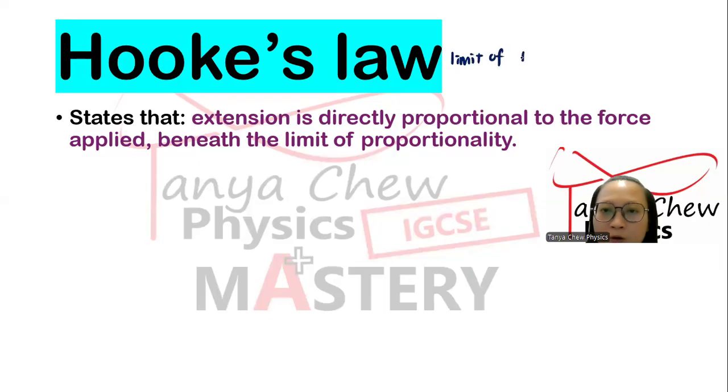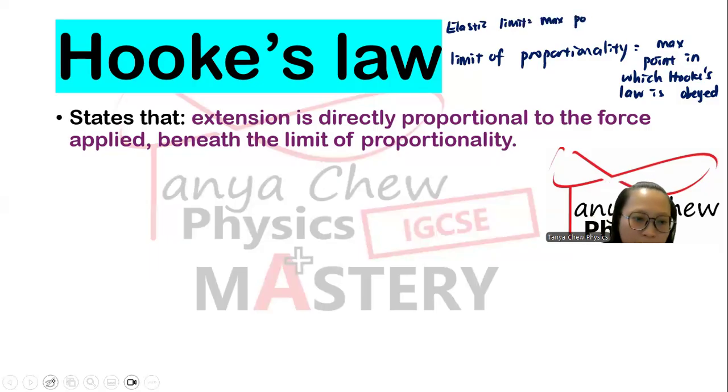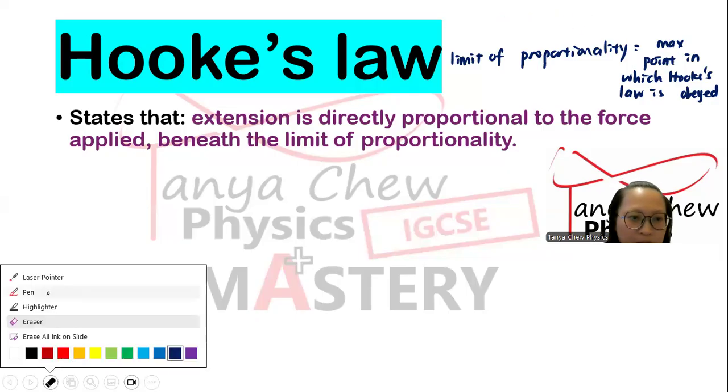Limit of proportionality means the maximum point in which Hooke's law is obeyed. But what is elastic limit? Elastic limit means the maximum point. Sorry, I just put a point. I just write this down here. Elastic limit.